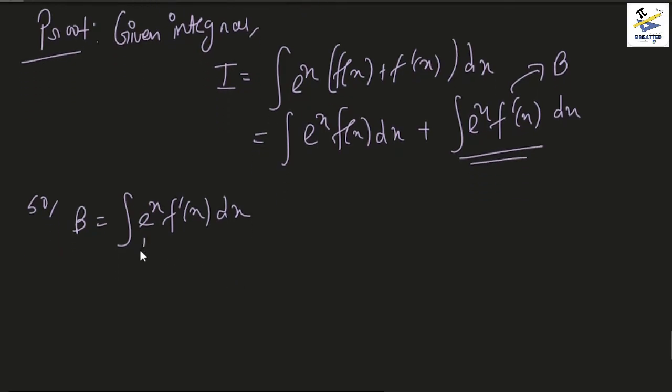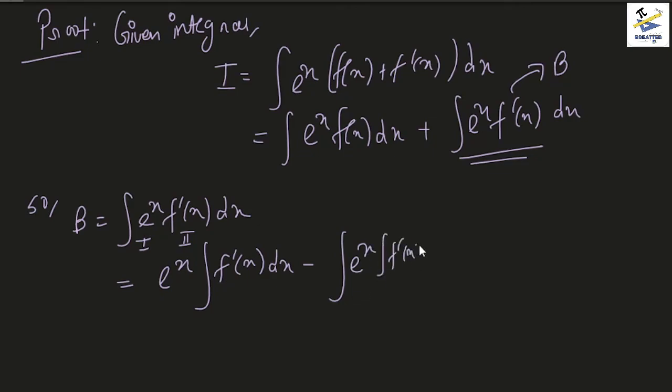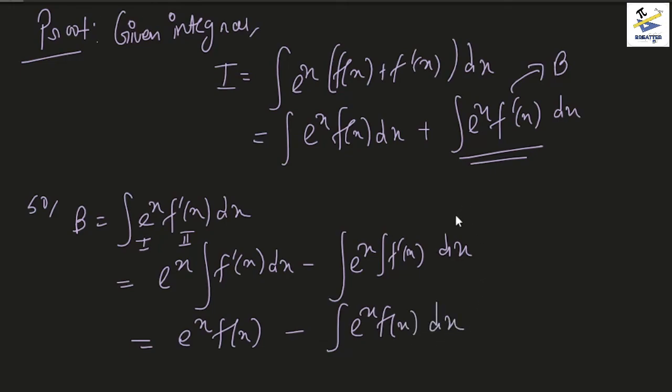If you apply integration by parts here with e to the power x as the first function and f dash x as the second function, what you do get is e to the power x into f of x, minus the integral of the derivative of e to the power x, which is just e to the power x, into f of x, dx. Now we know that the integral of a derivative is just the function itself, so it just becomes e to the power x into f of x minus the integral of e to the power x into f of x dx, right?